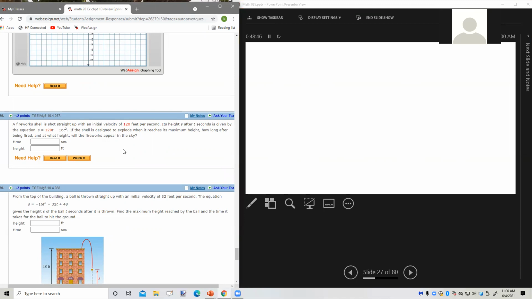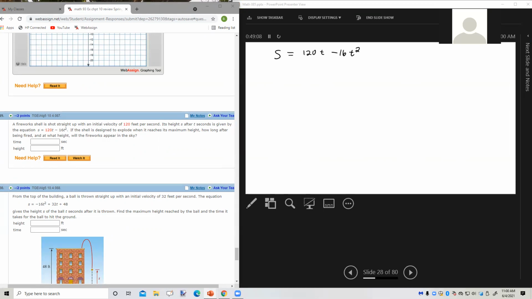Its height, s, after t seconds is given by the equation s equals 120t minus 16t squared. If the shell is designed to explode when it reaches its maximum height, how long after being fired and at what height will the fireworks appear in the sky?